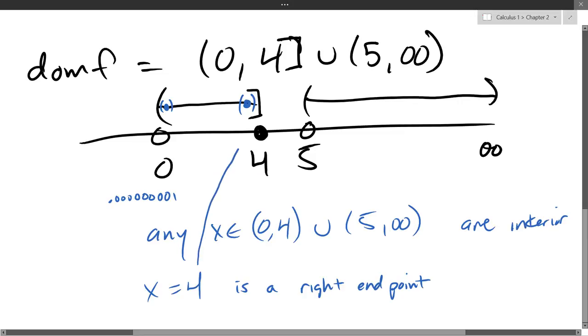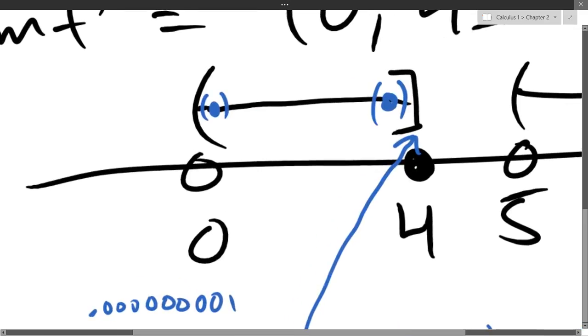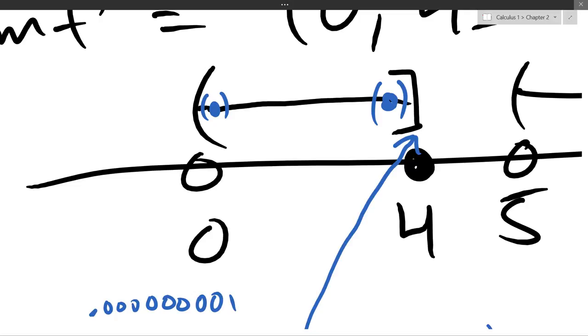So 4 will be actually on the boundary of the interval. So why is there no boundary point at 0? Well, x equals 0, is that inside the interval? No. Nope. So it's neither a boundary point or an interior point. It's not in the domain at all. So 0's out. You can't use 5 either. So 0 and 5 would be boundary points, but they're not actually included. So I get no boundary points at 0, no boundary point at 5. Does that make sense?